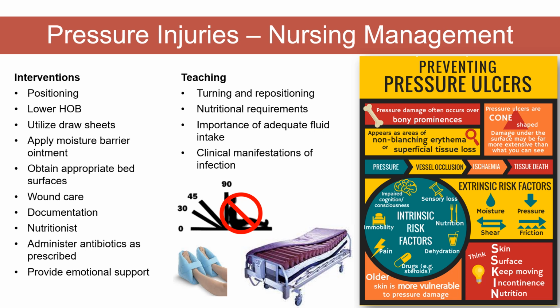We want to utilize draw sheets so they don't experience that friction and shear. We want to use the products that our facilities have when it comes to incontinence care, like moisture barrier creams. Some hospitals have special surfaces for patients who are high risk for pressure injuries, like special air mattresses. We want to make sure we're providing accurate documentation, getting a nutrition consult on board if necessary, giving medications if necessary. And we also want the patient to know once they're discharged to make sure that they know the signs and symptoms of infection.